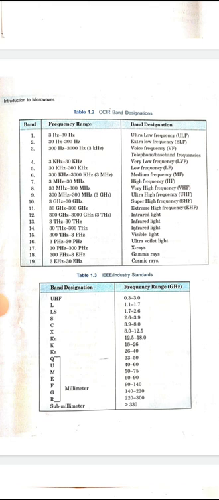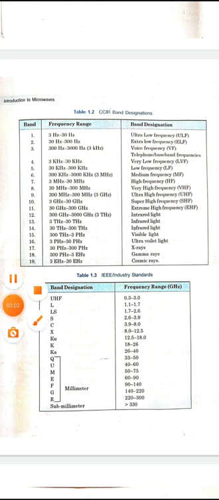The next band, 30 gigahertz to 300 gigahertz, is extremely high frequency, EHF. Then 300 gigahertz to 3 terahertz is infrared light, which is used for the infrared frequencies. Then 3 terahertz to 30 terahertz is also the infrared light band, and 30 terahertz to 300 terahertz is infrared light as well. Then 300 terahertz to 3 petahertz is visible light.